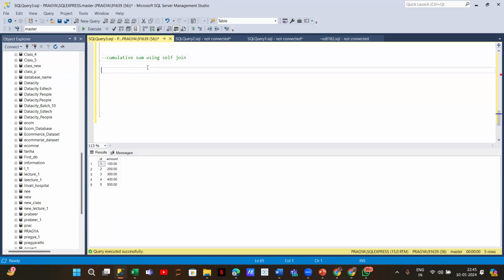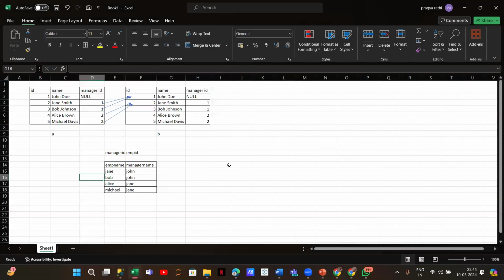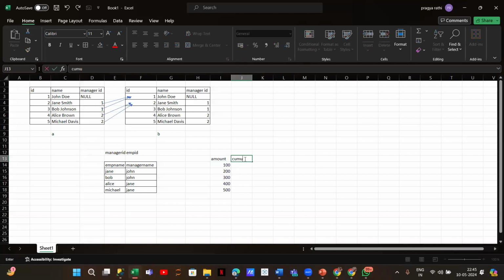So what is cumulative sum? Cumulative sum, or running sum you can say. What is that? So if I have 100, 200, 300, 400, let me write it in Excel only. So I have 100, 200. Okay, I have this data. Let's say it is amount, and I want to find out the cumulative amount of it.